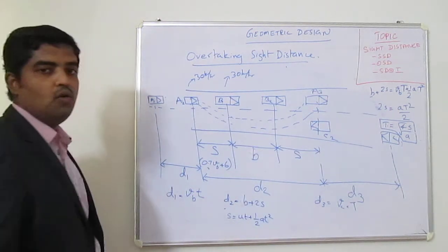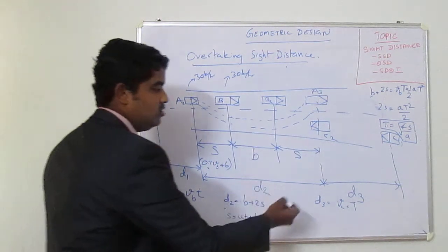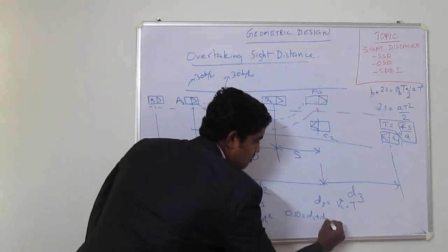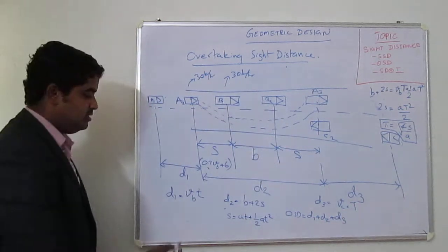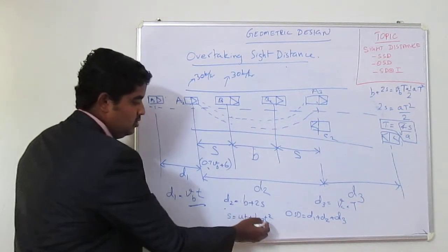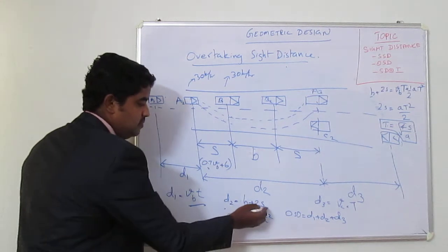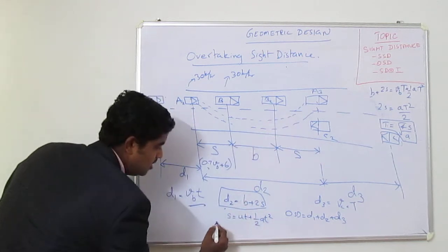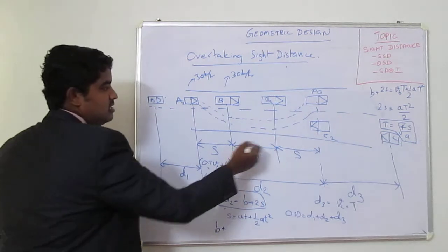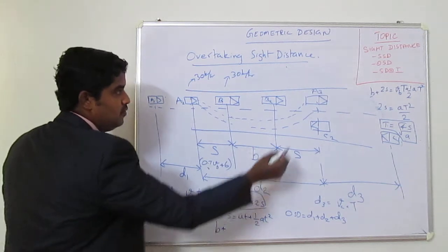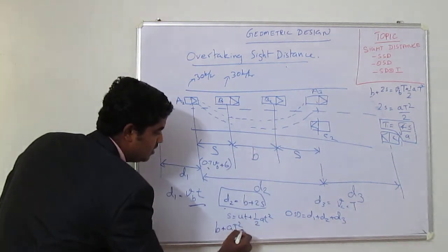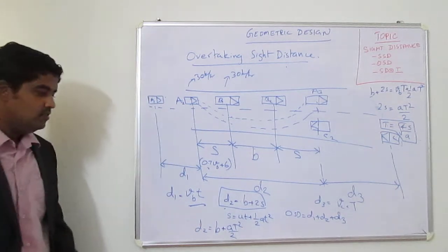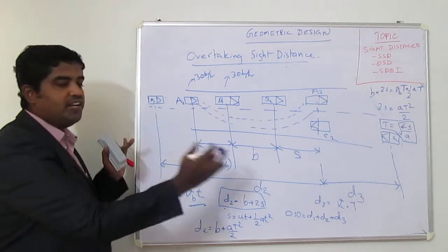So total overtaking side distance is nothing but d1 plus d2 plus d3. So that is VBT plus ut plus half a t square, or you can say it's b plus 2s. So here b plus 2s. So you can also write b plus, b is the distance, we know that. Then instead of 2s you can write as a t square by 2. So this is d2. For simple calculation, our aim is to find the overtaking side distance.